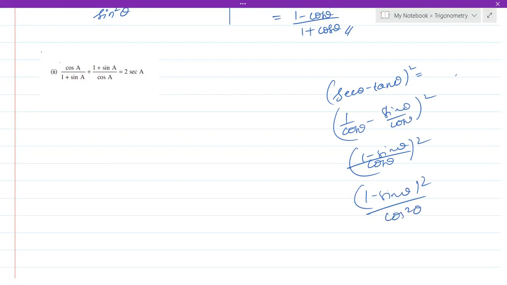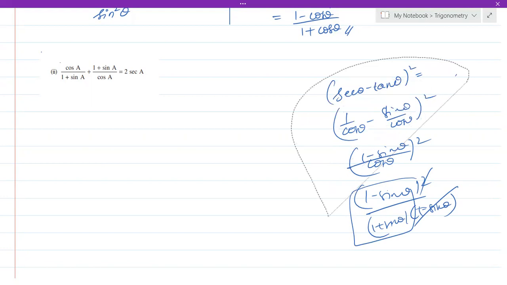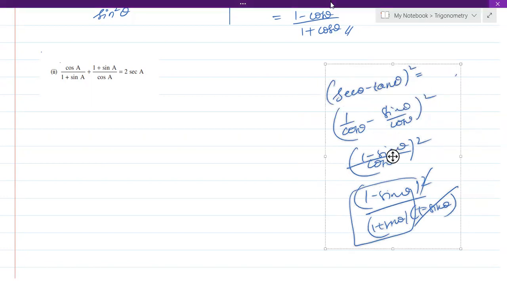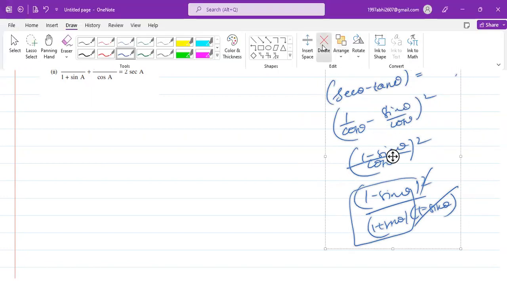Now, I don't want cos theta in the denominator. I want sin theta. So cos square theta can also be written as 1 minus sin square theta. And 1 minus sin square, this 1 can be written as 1 square. 1 square minus sin square theta can be written as 1 plus sin theta into 1 minus sin theta. So 1 minus sin theta, 1 minus sin theta gets cancelled. So what we are left with is 1 minus sin theta by 1 plus sin theta. So I hope you understood this. Let's get into the next question.